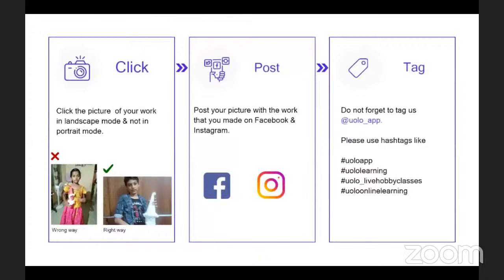Just a tiny reminder, your submission looks a lot better if you could click a photo in the landscape mode rather than the portrait mode. Do not forget to tag us at YOLO_app. I'm eagerly looking forward to all your submissions right after this class.